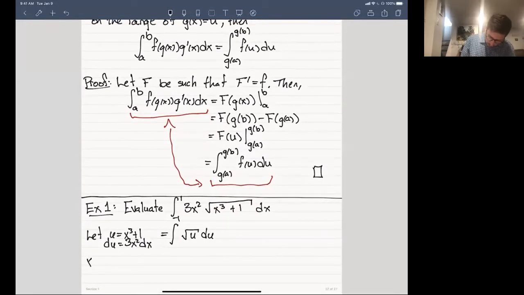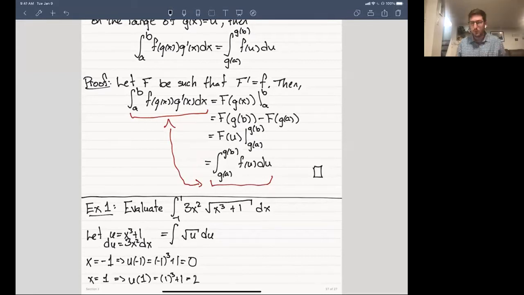So the lower bound is x equal to -1. Then I get u of -1 is equal to (-1) cubed plus 1, which is equal to 0. And when x is equal to the upper bound at 1, I get u of 1, which is 1 cubed plus 1, which is 2. So that tells me that my bounds now become 0 to 2.